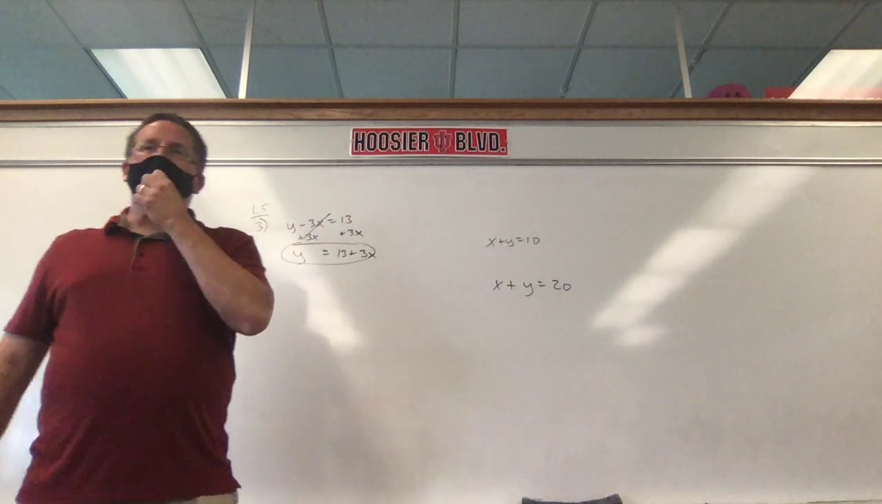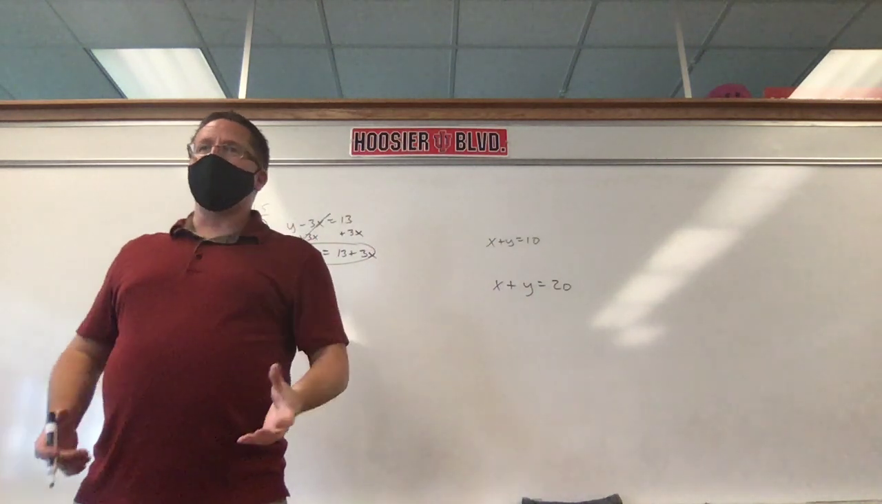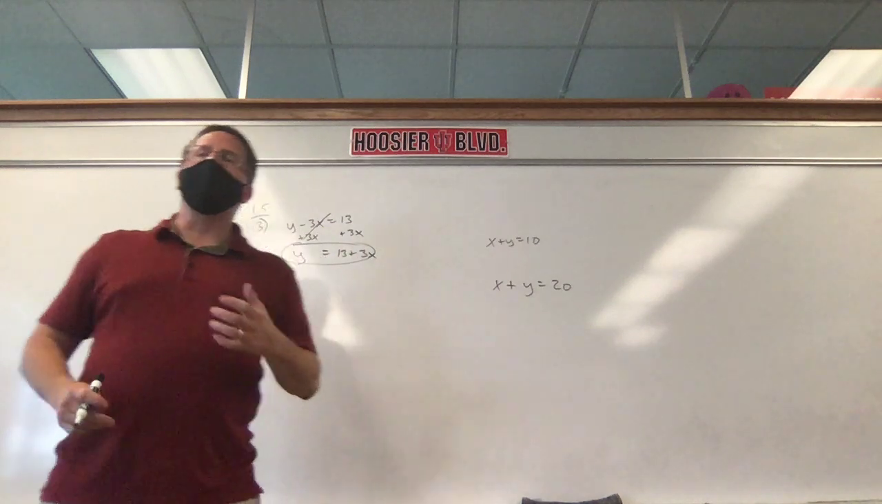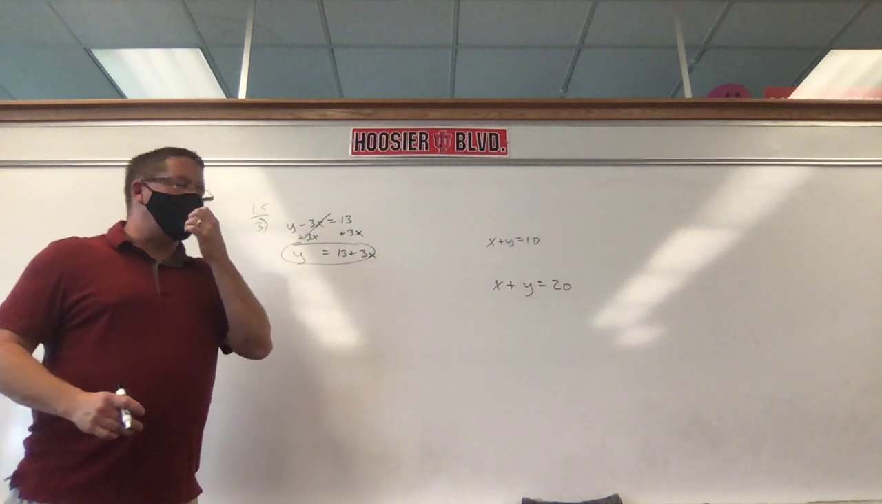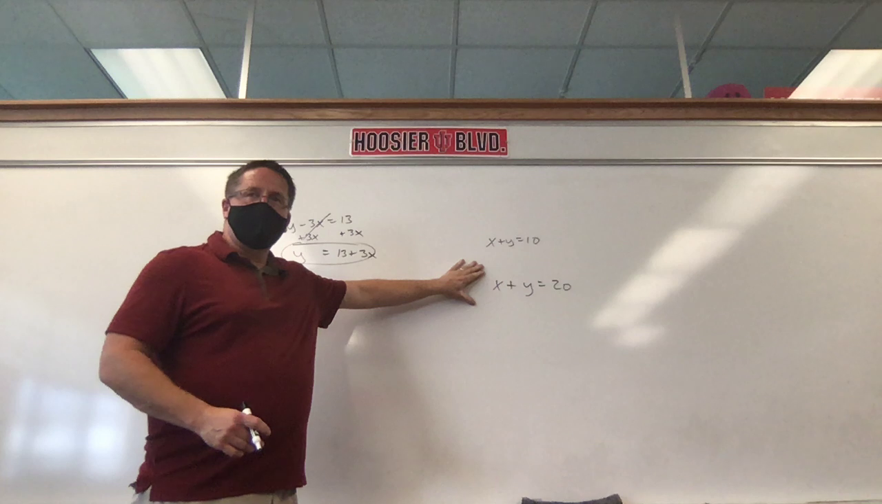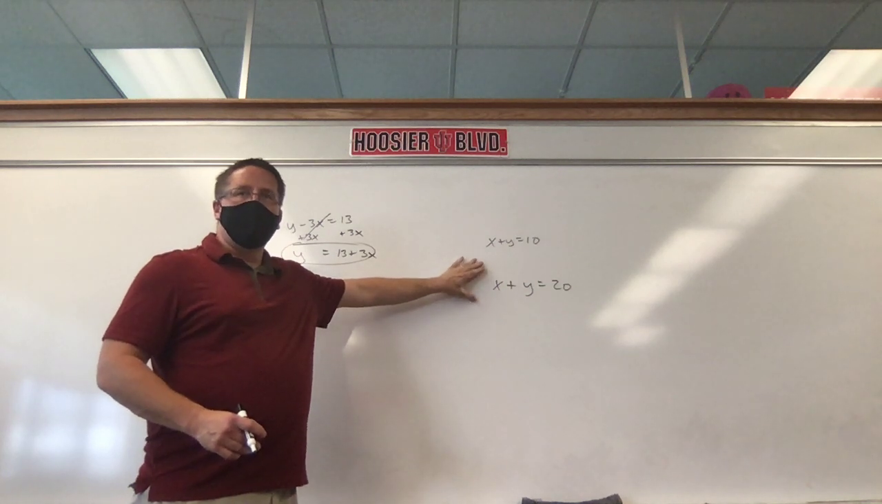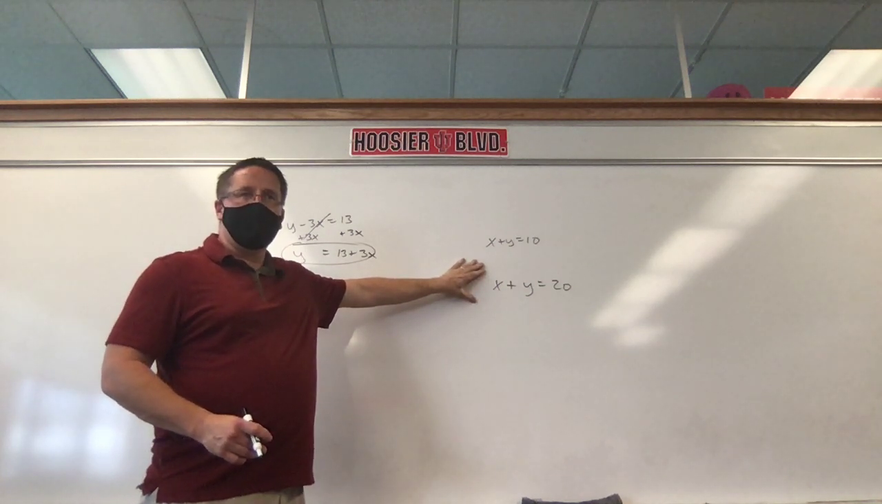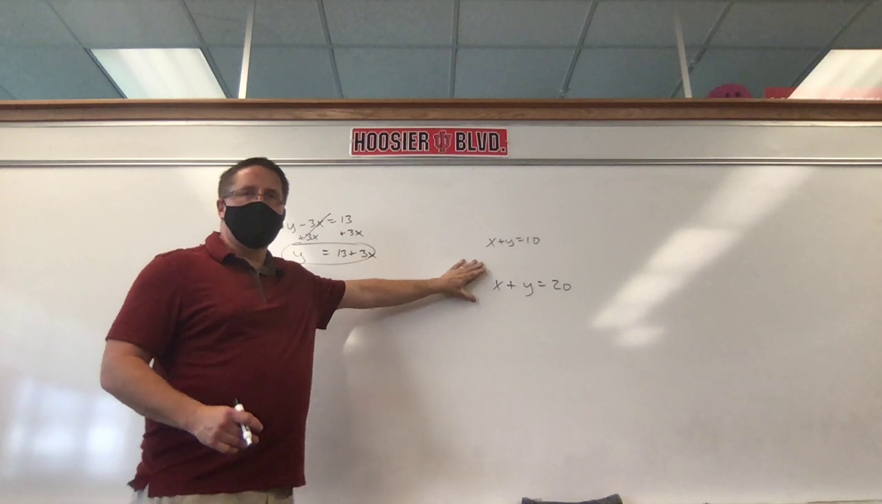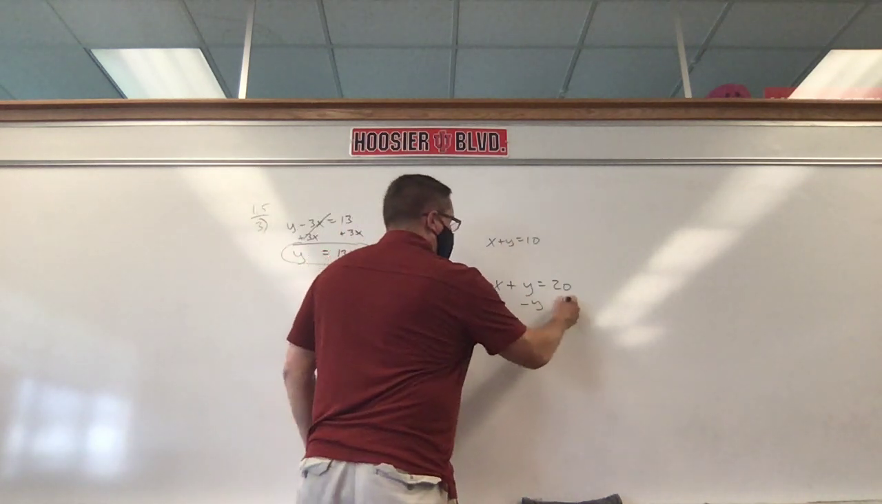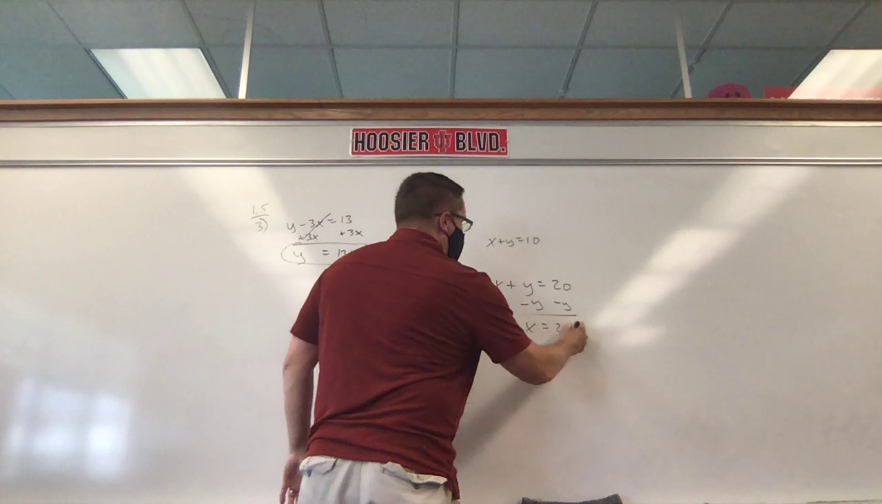Now, you can't solve that. It might be 10 plus 10, it might be 19 plus 1. You don't know, okay? But what we could do is this. If I want to solve this for x, get x by itself, what would I have to get rid of? How do you get rid of the y? You minus it. So x equals 20 minus y.